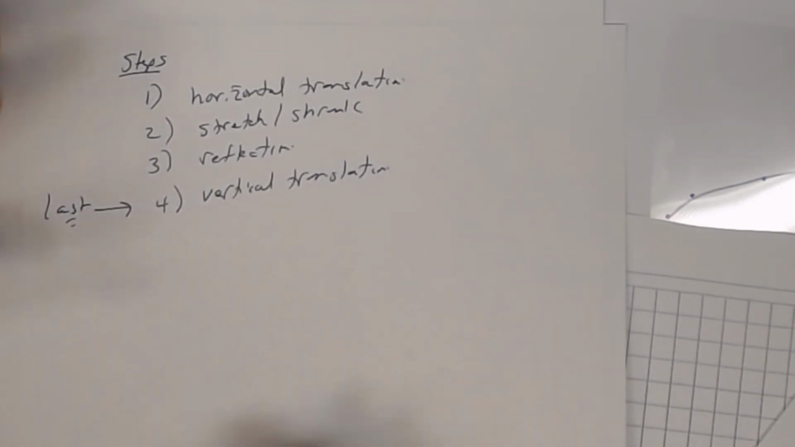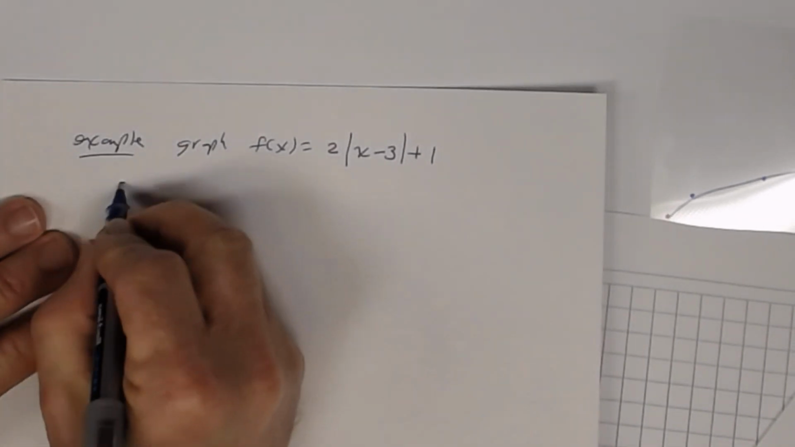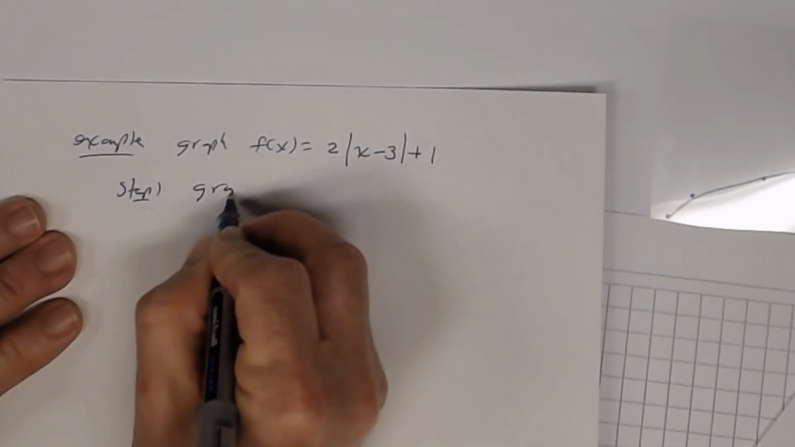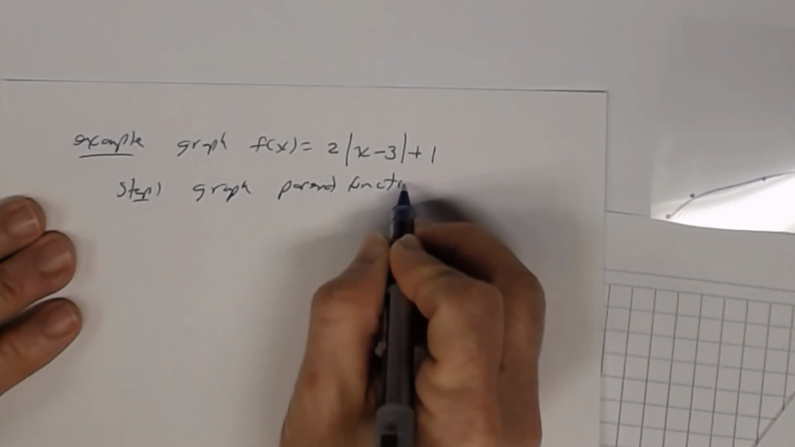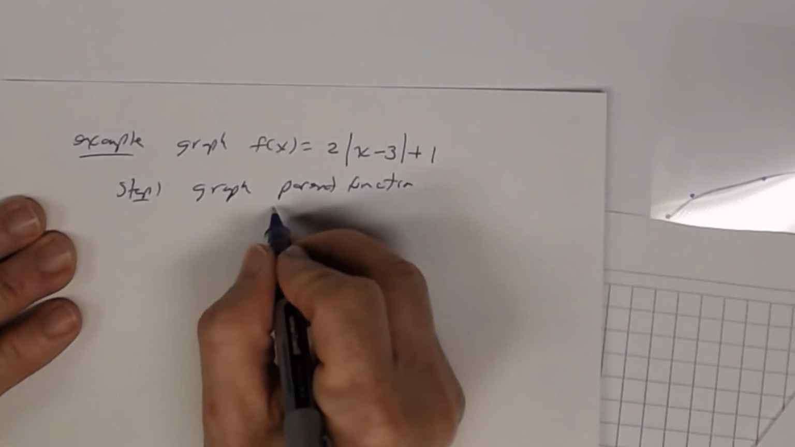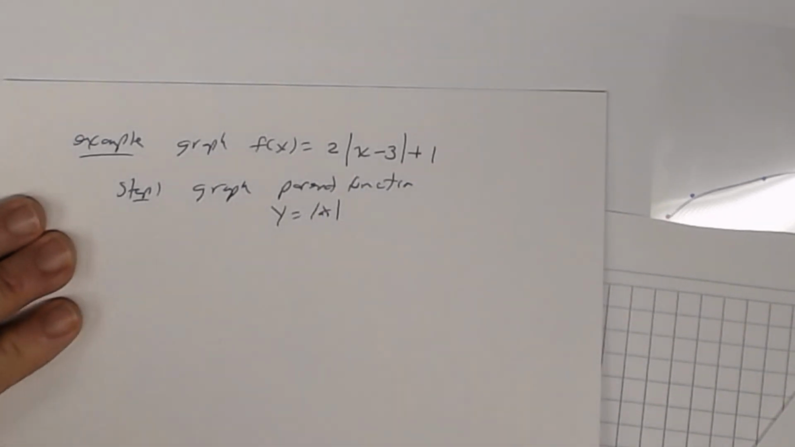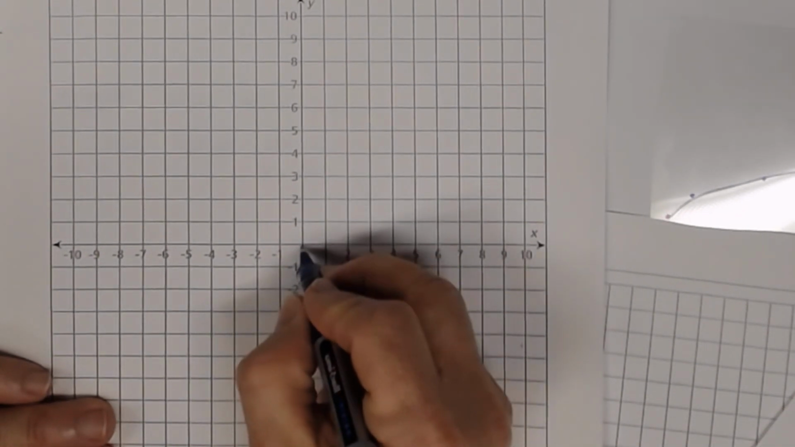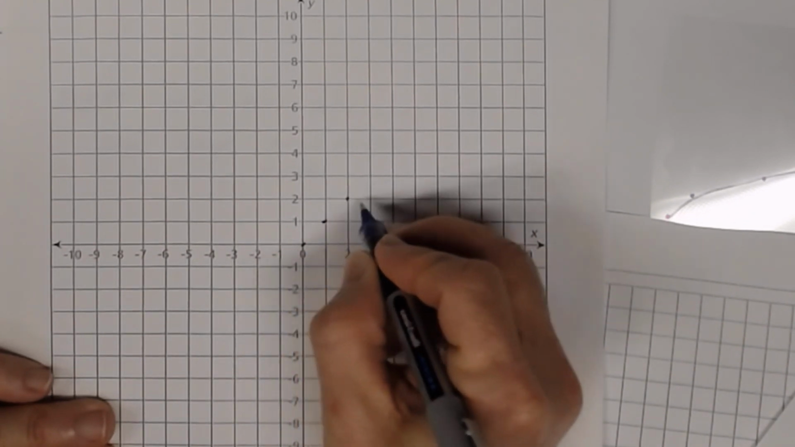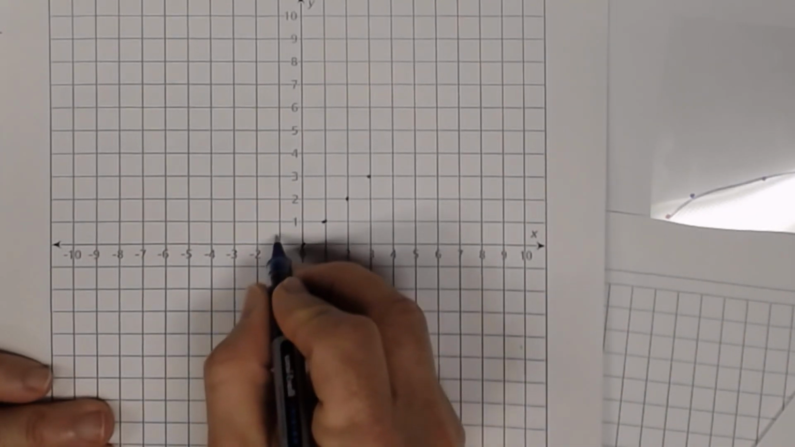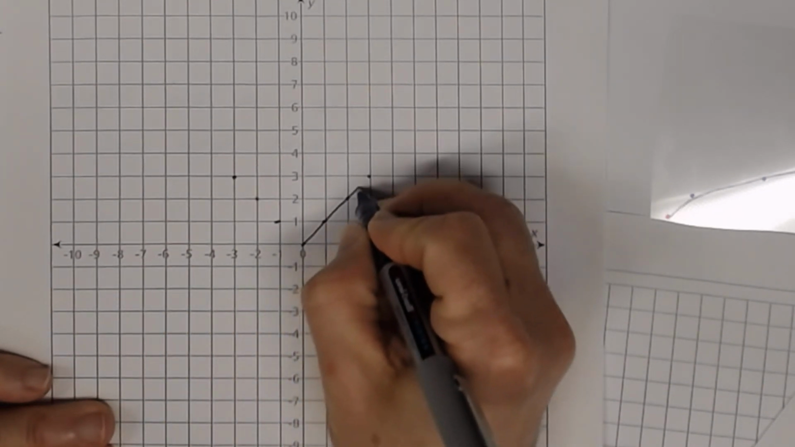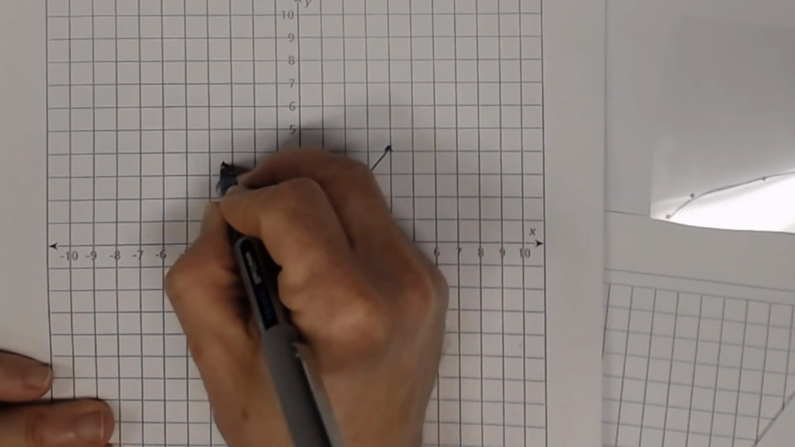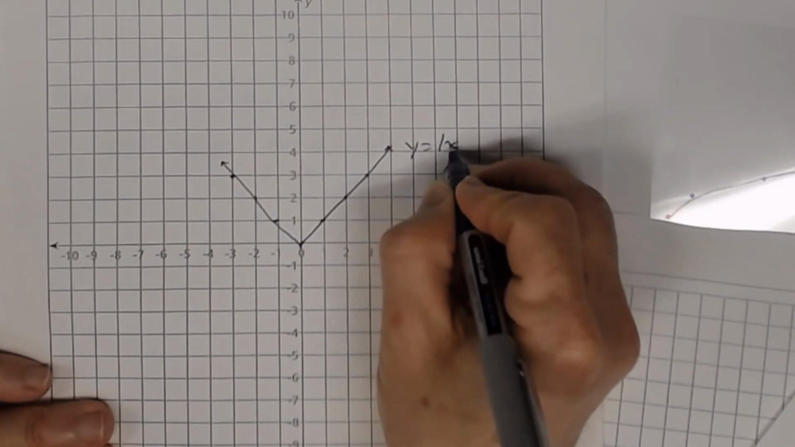All right, so let's do this one. So step one, graph the parent function. And remember, we're dealing with absolute value, right? It's absolute value, so the parent function is absolute value of x. So here's what you're going to do. On your grid, you're going to graph the parent function. 0, 0, 1, 1, 2, 2, 3, 3, negative 1, 1, negative 2, 2, negative 3, 3. Okay, that's your step one. So that is y equals absolute value of x.